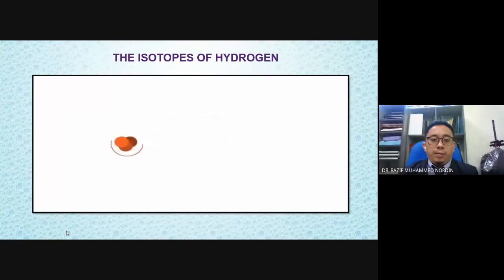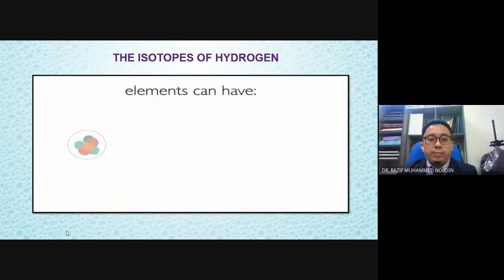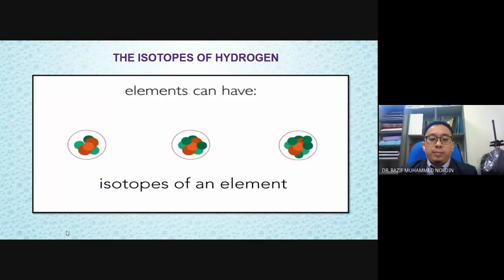Nuclei need a sort of glue to hold them together. Neutrons provide something called the strong nuclear force. Elements can exist with slightly different numbers of neutrons. These are isotopes.